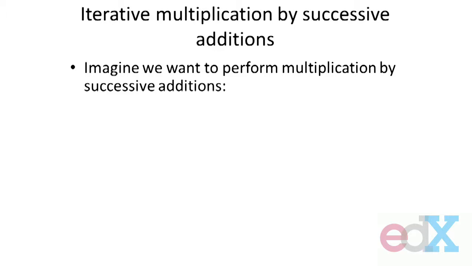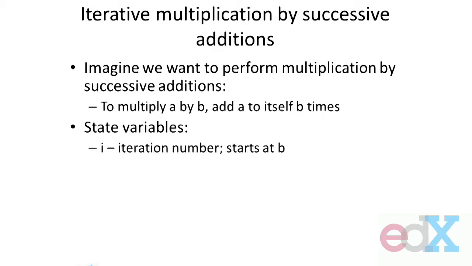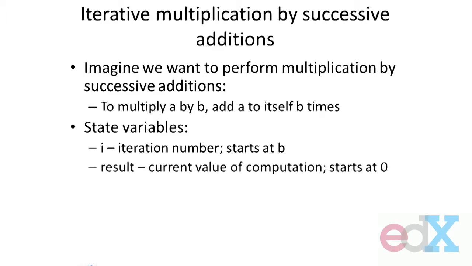If we wanted to do multiplication by successive additions, then a simple way to think about it is to say, if we want to multiply a by b, we're just going to add a to itself b times. And iteratively, what does that mean? Well, iteratively, we could say the computation is going to be captured by two variables. One is the iteration number. Which time through the loop am I at? That number, let's call it i arbitrarily, is going to start off at b. And the second thing we're going to need is a state variable that captures how many additions we've already done, what the result is so far. Let's just call it result. So that's the current state of the computation. And that starts off at 0.